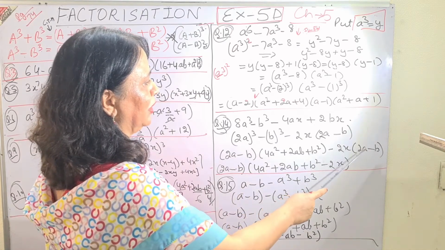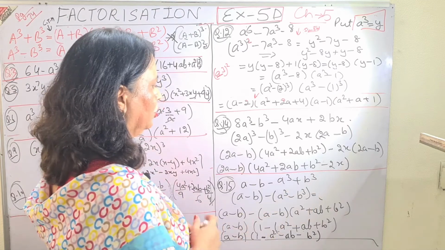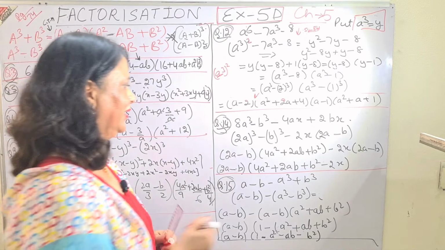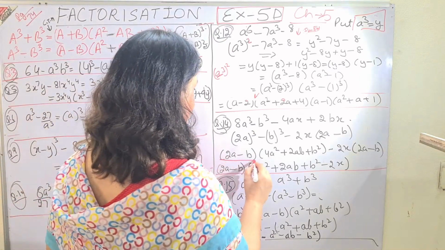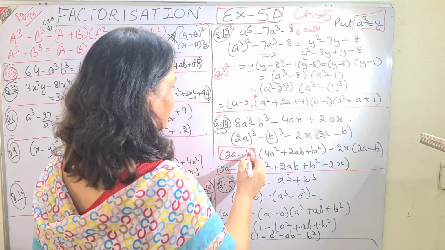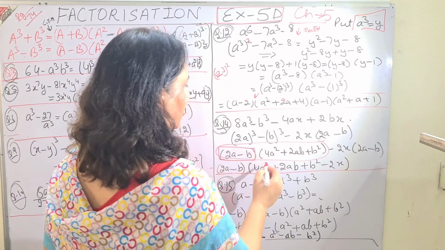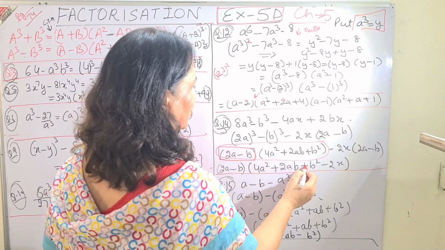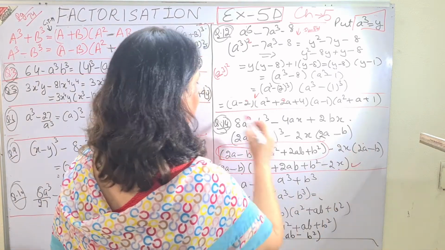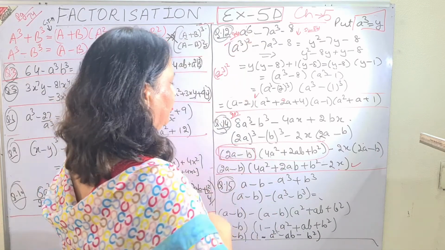Minus 2x into (2a − b), but here the question does not finish. Then again you see (2a − b) is common in both the terms, first term as well as second term, and please do that also, otherwise your marks will be cut. (2a − b) you can take common from the first, this is the full first term. If you take (2a − b) common, you are left with 4a² + 2ab + b². And in the second, when you take (2a − b) common, you are left with −2x. This question is important. Even this 12th one is important from the examination point of view.